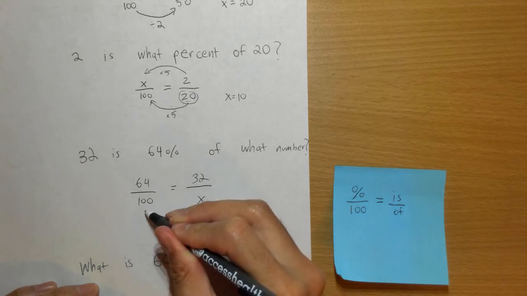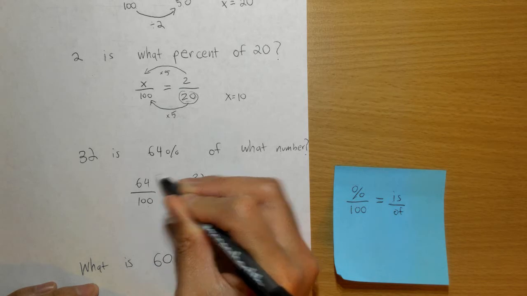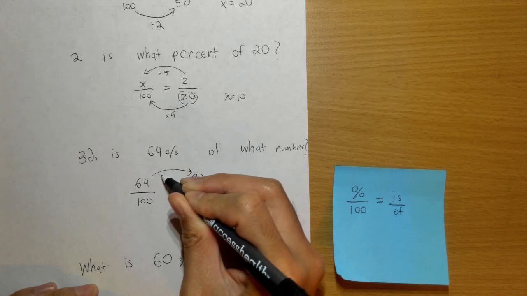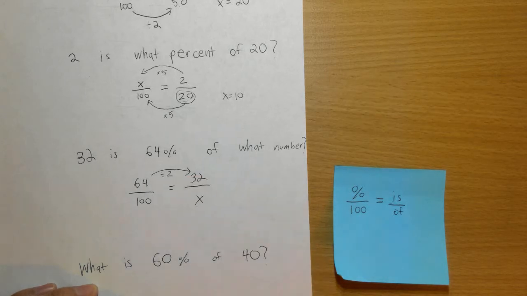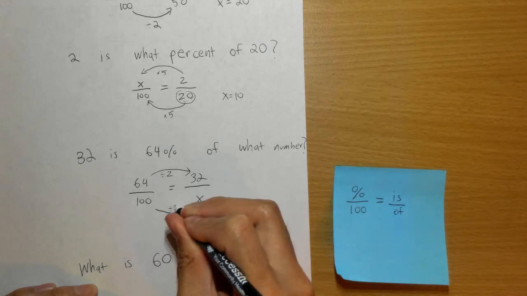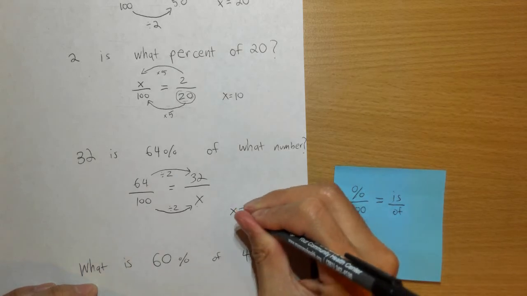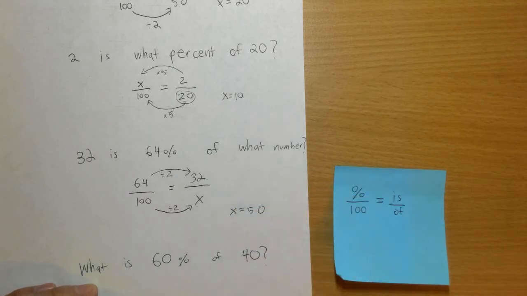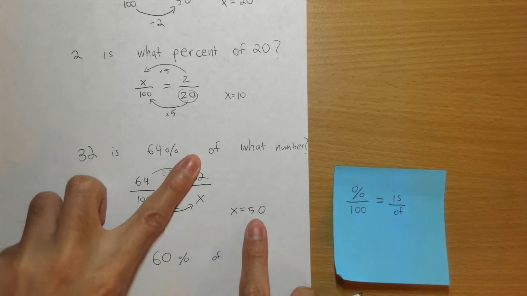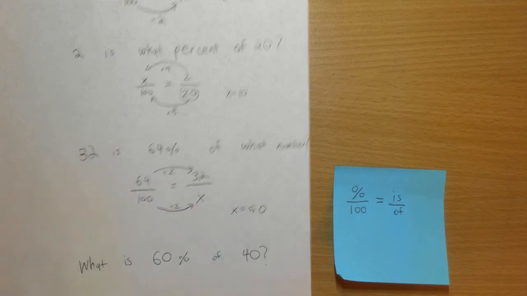Okay, so to find out how I'm going to get from here to here, I need to see how I got from here to here. To get from 64 to 32, I'm going to have to divide by 2. That's the same pathway I'm going to take to get from here to here. Divide by 2. Alright, so 100 divided by 2 is 50. X equals 50. That means 32 is 64% of 50. This is your part, this is your whole, and this is your percent value. Alright?